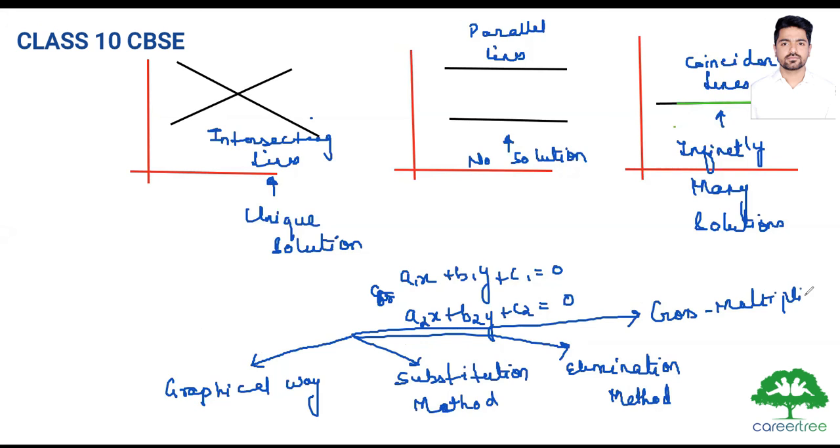So this is the introduction of this chapter, where we identified that if there are two lines in a plane, they can be intersecting, parallel, or coincident. And since there are two lines, we have to find their solution, which can be found in four ways: the graphical way, substitution method, elimination method, and cross multiplication method. Okay, make a note of this.